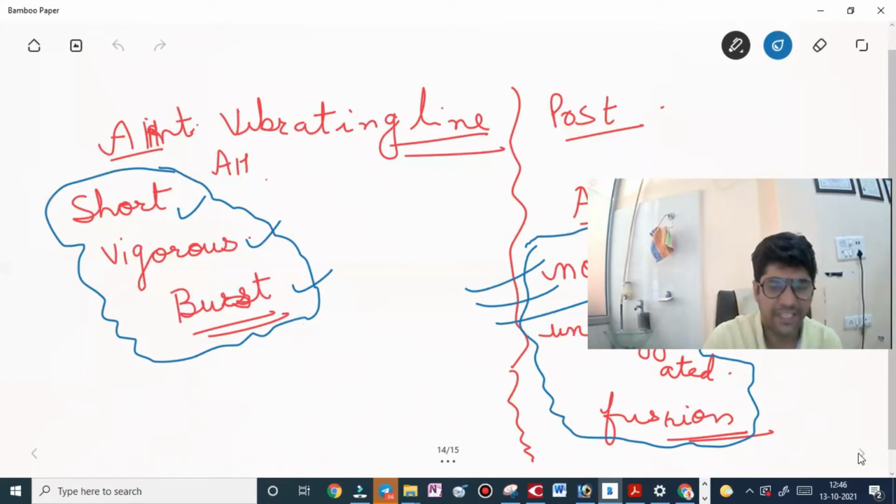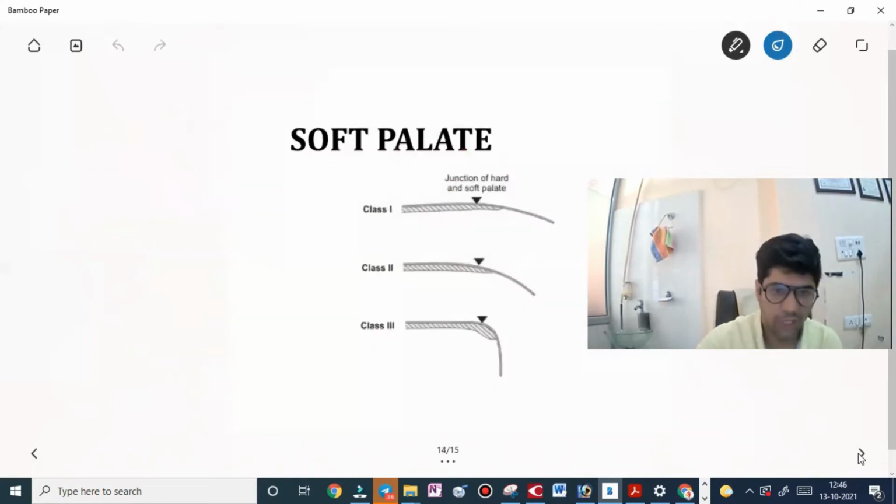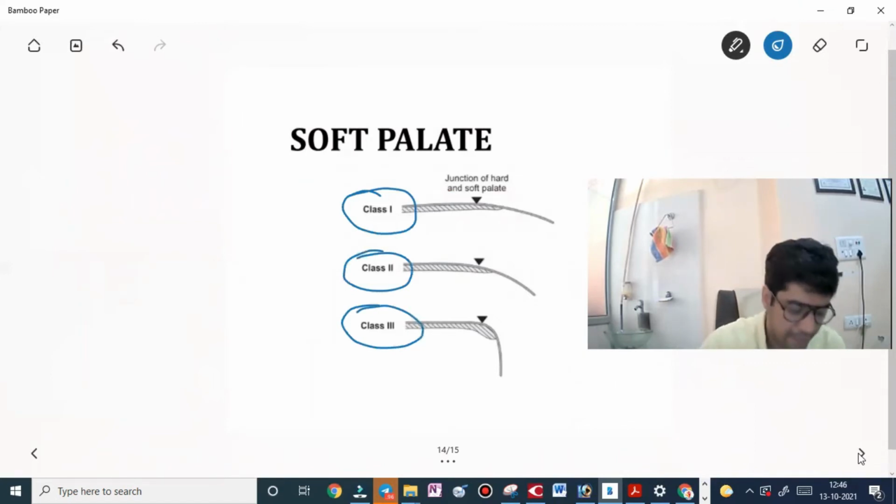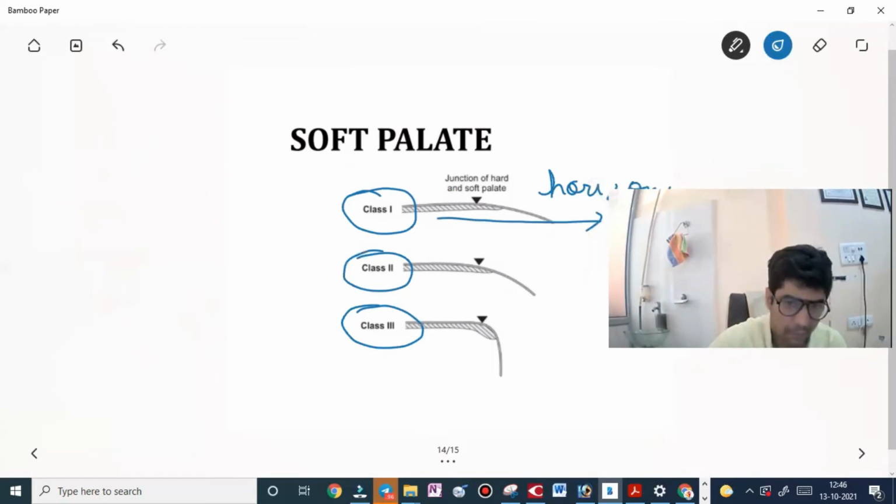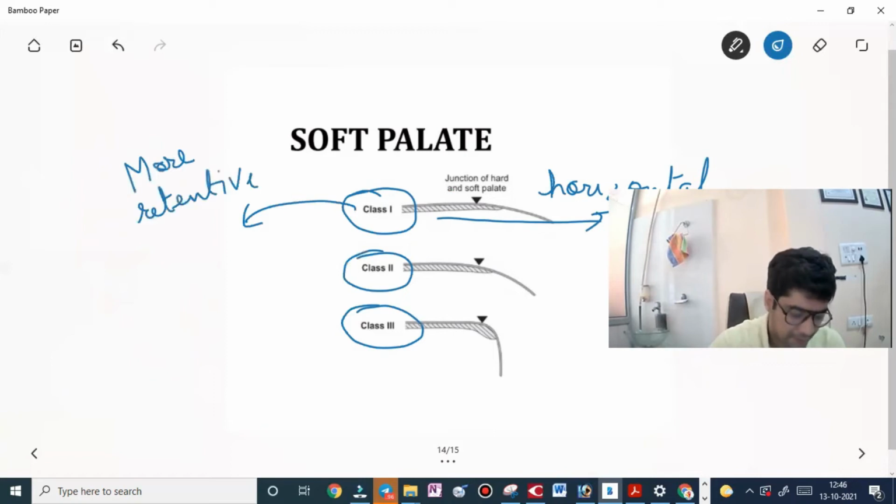Coming to the classification of the soft palate. The soft palate can be classified as class 1, class 2 or class 3. Class 1 indicates a soft palate that is rather horizontal and extends posteriorly with minimum muscular activity. So remember the class 1 will have a more retentive denture base.